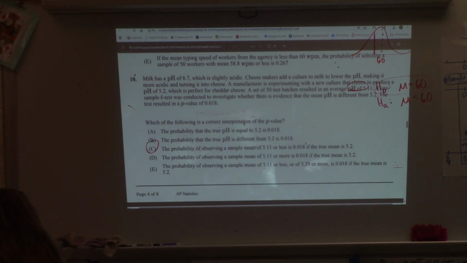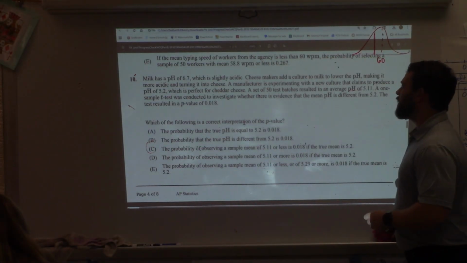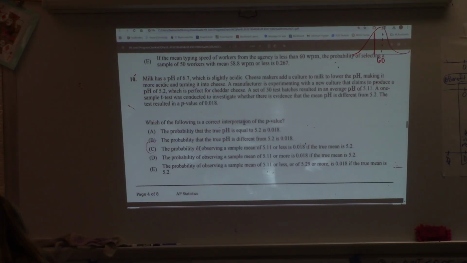Okay. Number 10. Milk has a pH of 6.7, slightly acidic. Cheesemakers add a culture to milk to lower the pH, making it more acidic, and that's what turns it into cheese. A manufacturer is experimenting with a new culture that claims to produce a pH of 5.2, which is perfect for cheddar cheese. A set of 50 test batches results in an average pH of 5.11. A one-sample t-test was conducted to investigate whether there is evidence that the mean pH is different from 5.2. The test resulted in a p-value of 0.018.